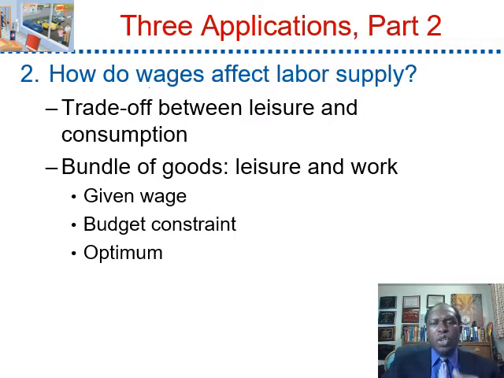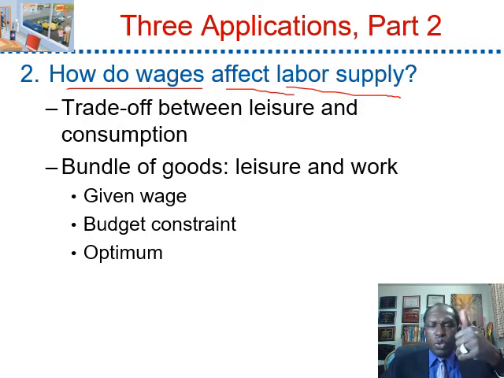The second application of consumer choice theory is: how do wages affect labor supply? So what is labor supply? Labor supply is the willingness of people to work, and this willingness depends on the wage rate. At a higher wage rate, more and more people will be willing to work. At a lower wage rate, fewer and fewer people will be willing to work.